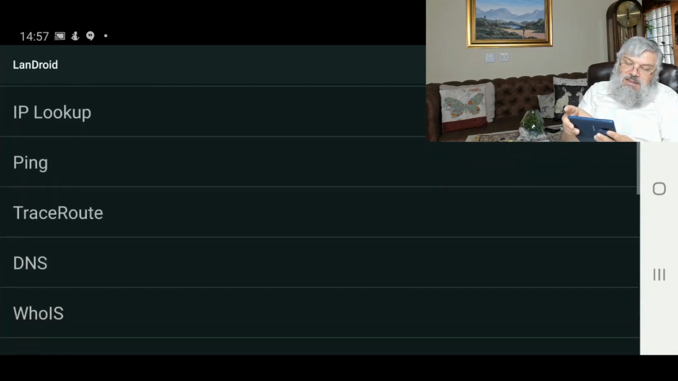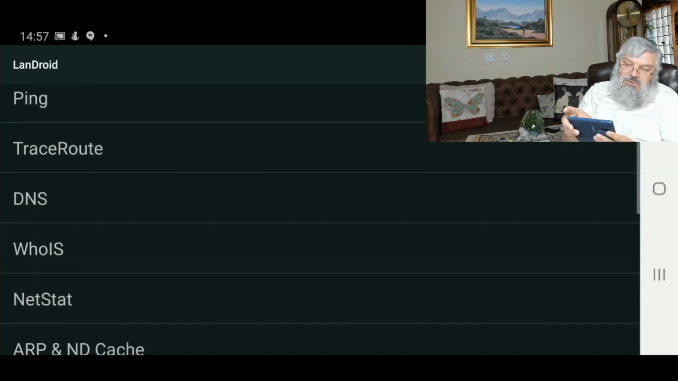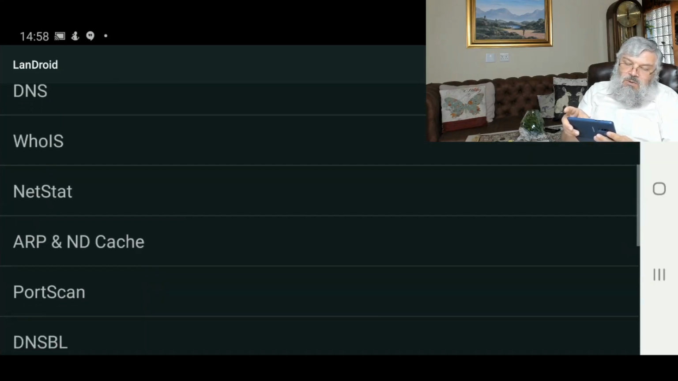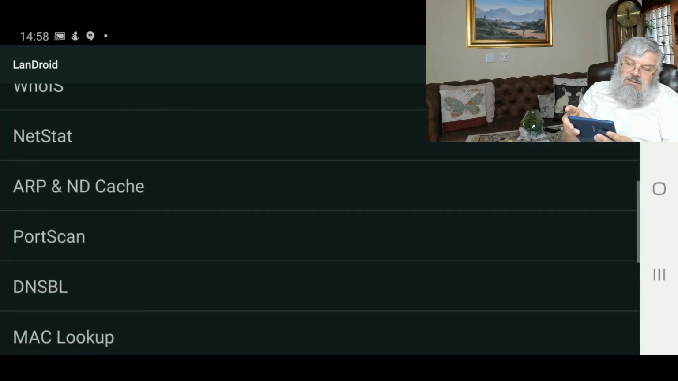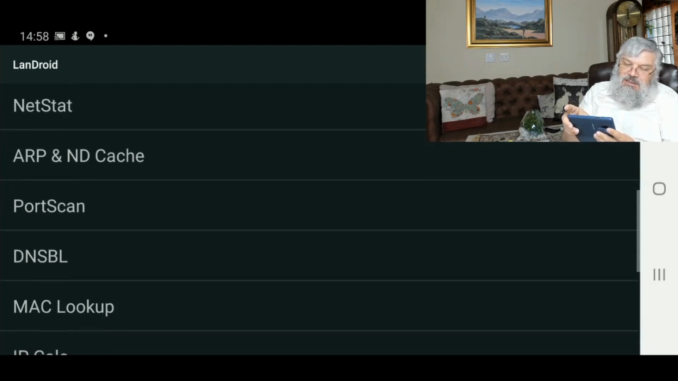What you can see as we're scrolling through it is that many of the things that we've played with, such as ping and traceroute and whois, are all available. There you can see the ARP cache. In other words, who spoke to or which machines connected to this phone via a direct connection recently.